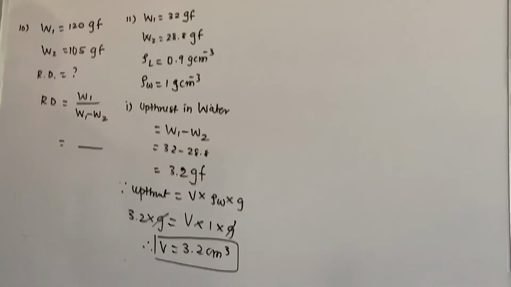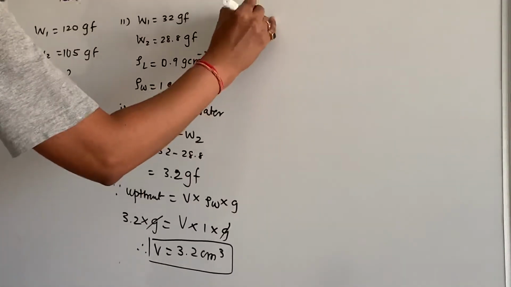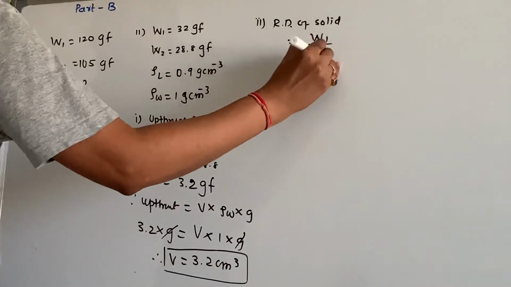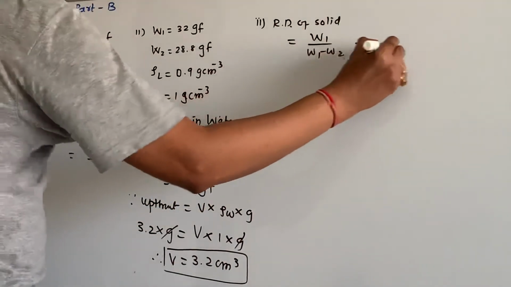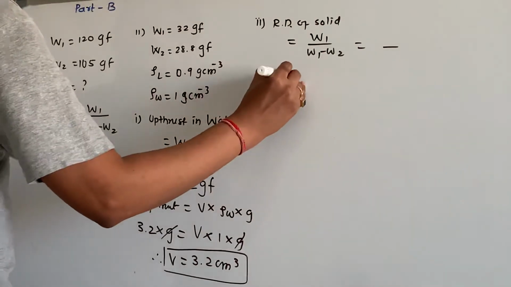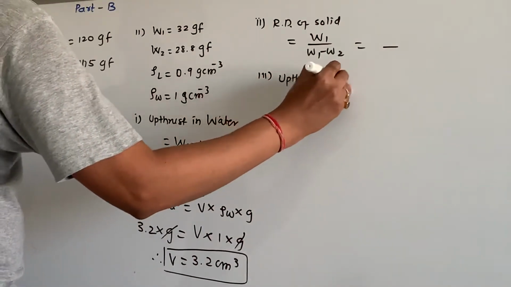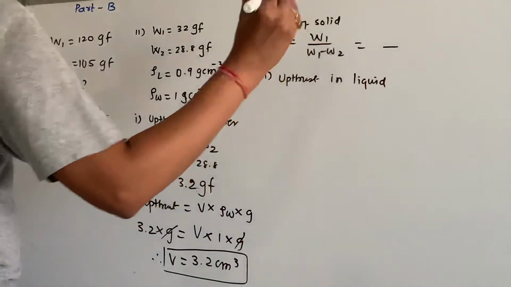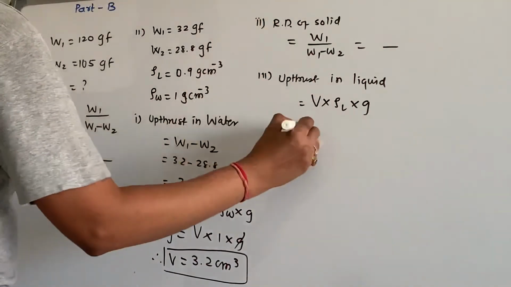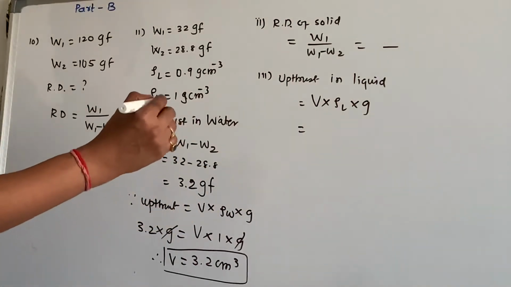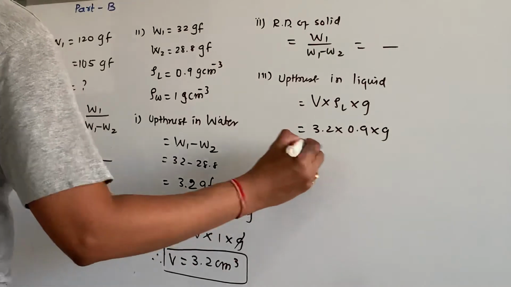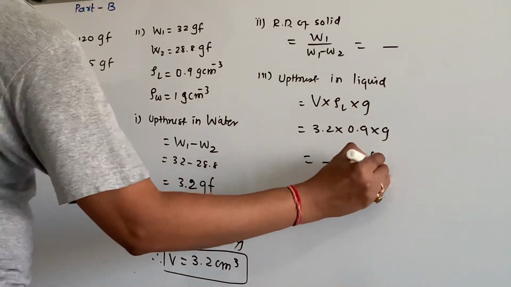Now next what they want, find the RD of solid. So like here RD of solid is W1 upon W1 minus W2. Everything is given, we get the answer. Now they want weight of solid in liquid of density 0.9. So we will write here third part, upthrust in liquid or upthrust due to liquid, right? So is equal to volume of the body, density of liquid into G. Right? I can say upthrust in liquid. So volume is 3.2, this is 0.9 into G. So this comes out to be something gf, right?